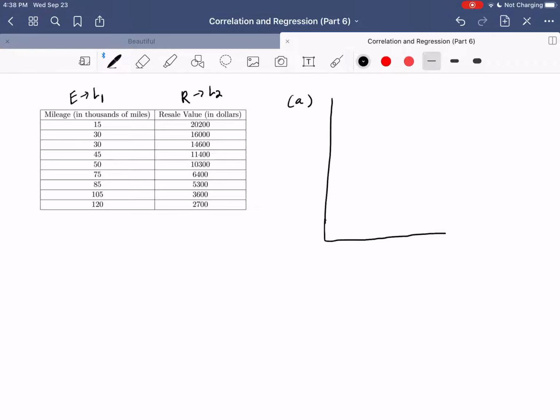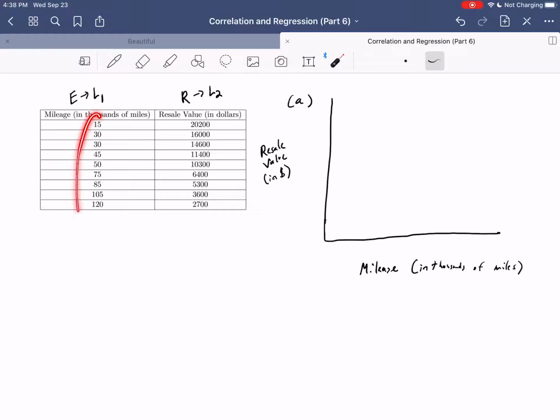So we'll give ourselves an axis there. Remember that this here will be our mileage, and that's in thousands of miles. And this over here will be the resale value, and that's in dollars. Okay. So let's go ahead and get some axes here.